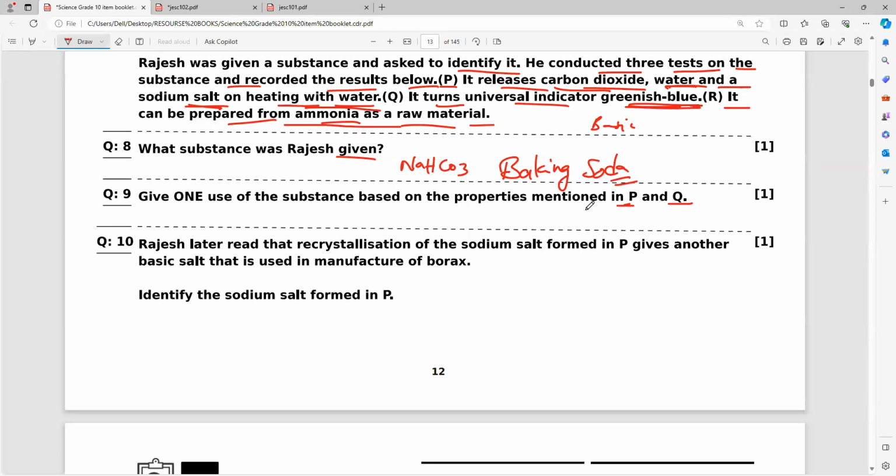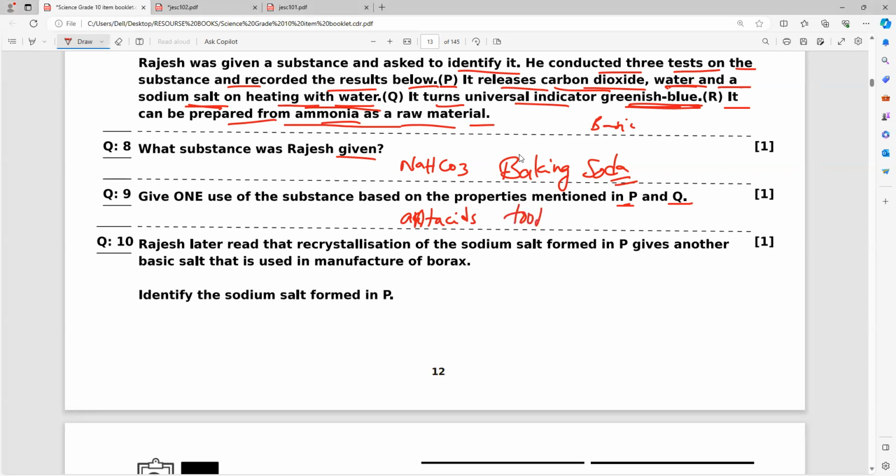Anyone? Used in what? Sodium hydrogen carbonate is used as a first antacid. Am I right or wrong? We have only two antacids. What are the two antacids we have? One is milk of magnesia and another one is what? Sodium hydrogen carbonate. Right or wrong?